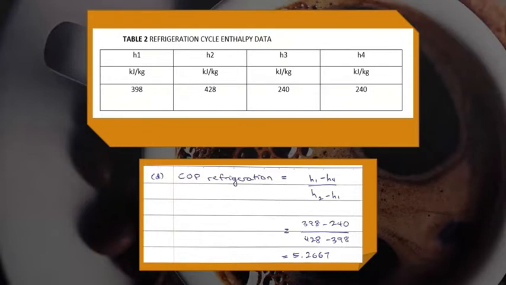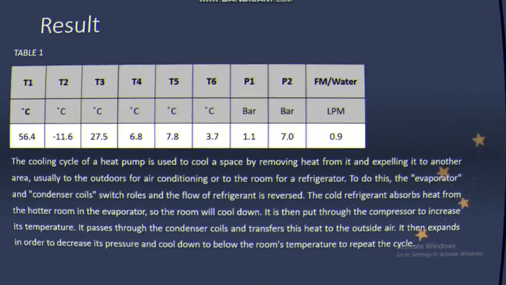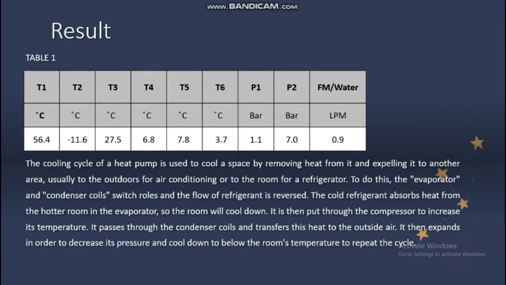5.2667. The cooling cycle of a heat pump is used to cool a space by removing heat from it and expelling it to another area, usually to the outdoors for air conditioning or to the room for a refrigerator. To do this, the evaporator and condenser coil switch roles and the flow of refrigerant is reversed. The cool refrigerant absorbs heat from the hotter room in the evaporator, so the room will cool down.